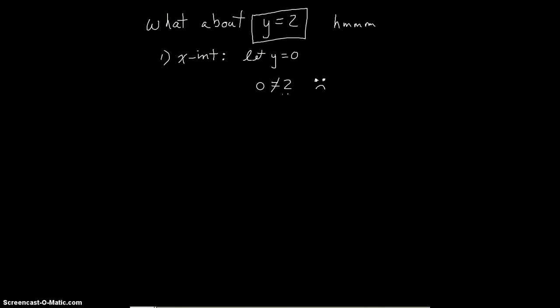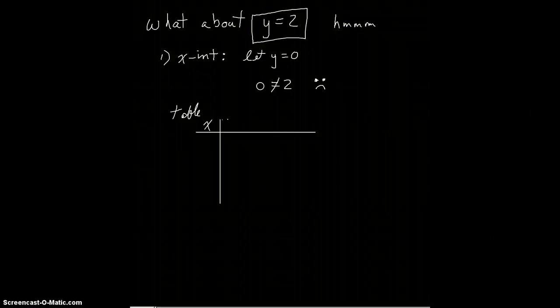So what's going on? Let's try a table. Let's see if that will make sense to us. Now remember the table we had. We put in our x, we put in our y value, which was determined from the equation, so I'm going to put y equals 2, right? That was our equation. That's how I'm going to find y. And then I'm going to get an ordered pair out of this.